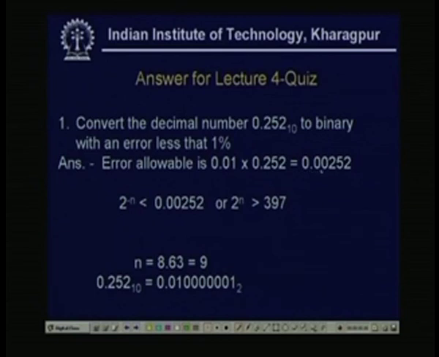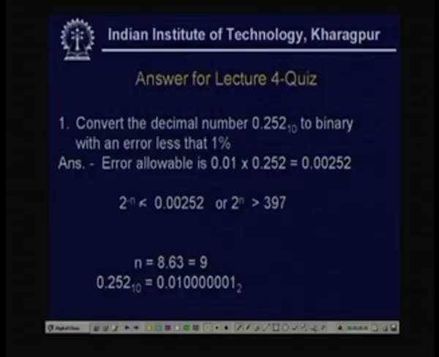So, this is equal to 0.00252. Now, the truncation error, that means when we convert the decimal number to binary, up to what digit we will convert it. If it is up to n bits, that means after the decimal point if we take the value up to n bits, then we know the error is 2 to the power minus n. Last lecture we discussed that thing. So, this error should be less than this 1% error, means 0.00252.